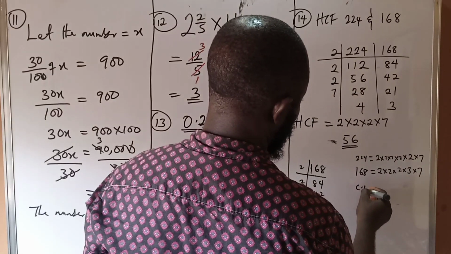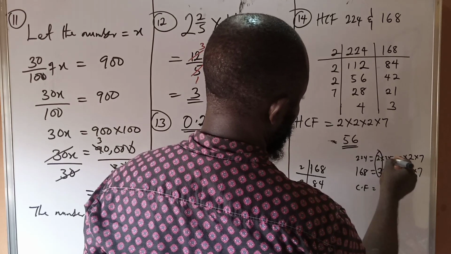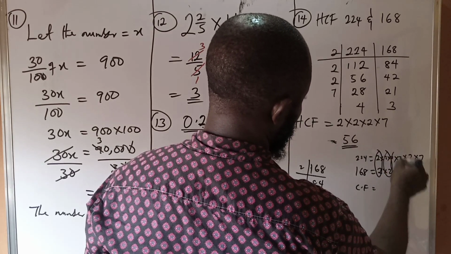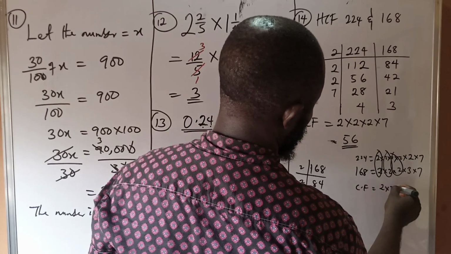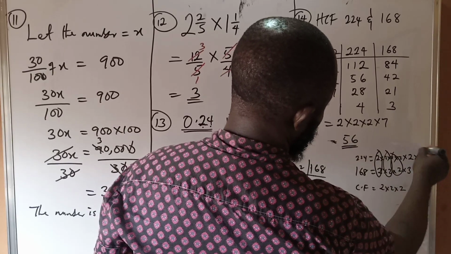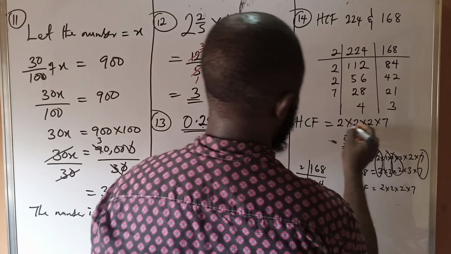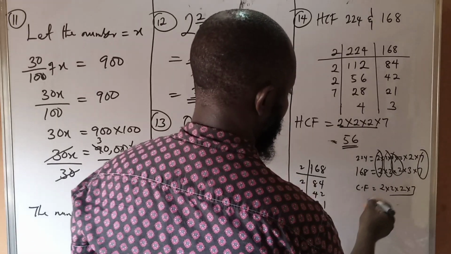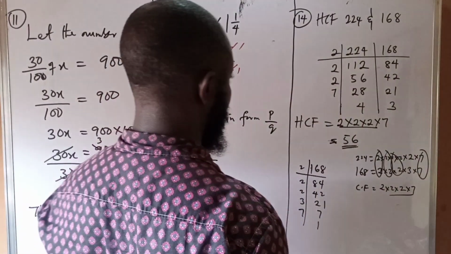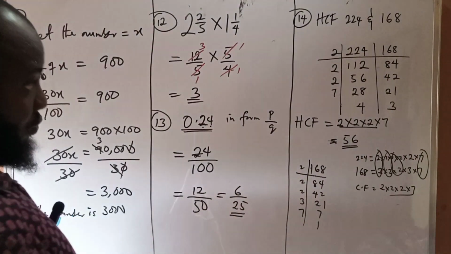So we then look at common factors. 2 is common, 2 is common, 2 is common. So that is 2 times 2 times 2. Then 7 is common, times 7, which is still the same thing with this one. And the HCF will then become 56. So that's how to solve this.